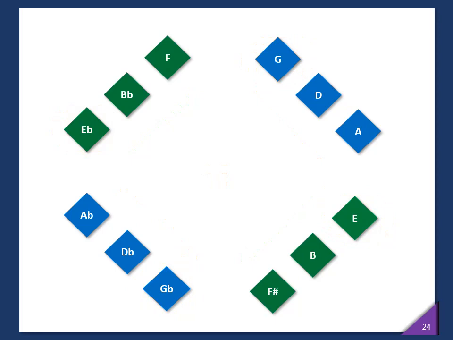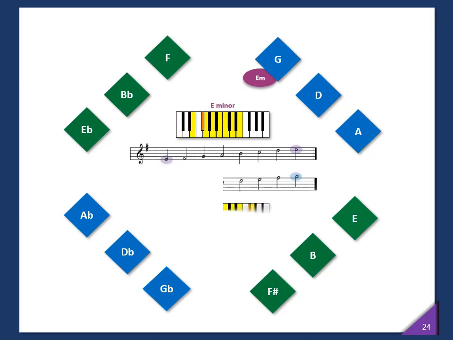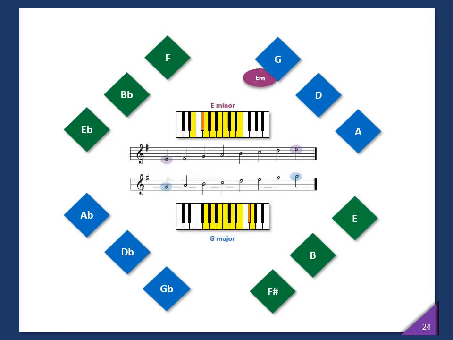Each major key has a relative minor key. For G major it's an E minor. Compare their diagrams and notations. Key signatures are the same, notes are the same. The only difference is in the first degree. For E minor it's an E, and for G major it's a G.